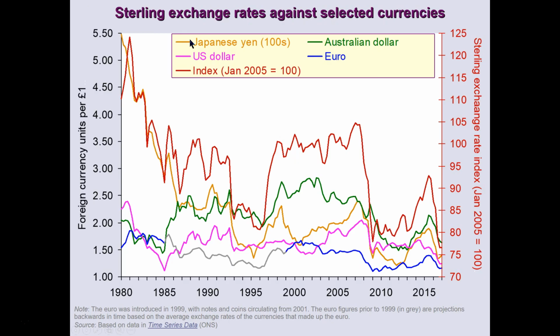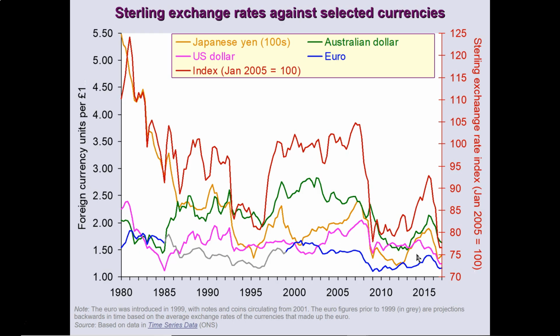Let's have a look at the changes in the value of the pound against our major trading partners. For example, if we have a look at the value against the Japanese yen, which is shown by this orange line, we will see that the pound constantly loses its value. Our vertical axis measures the amount of foreign currency units per 1 pound, and if this line is downward sloping, it implies that over years we will be able to receive less and less of this particular currency. Less and less yen will be exchanged for 1 pound. 1 pound can buy less and less yen. It becomes cheaper relative to the Japanese yen.